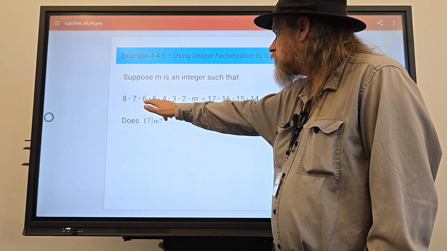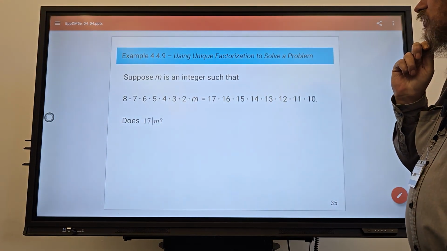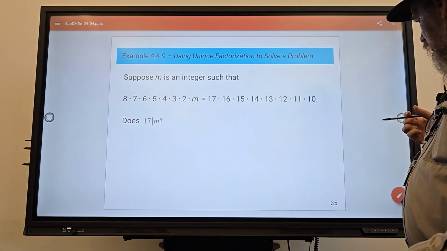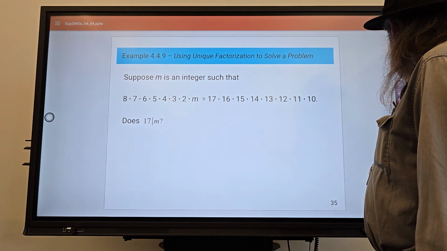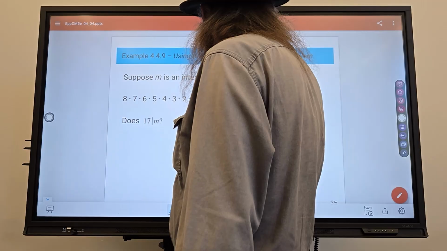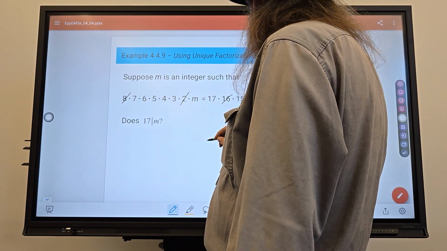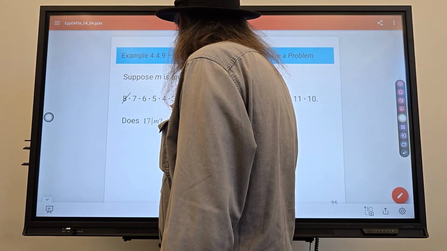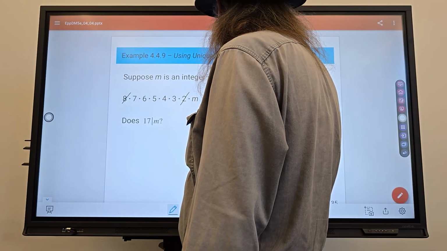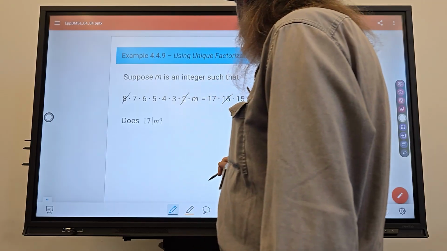So this is going to be a lot of 2s. You can cancel out the... Let me see if I can do this on the board here. The 16 is taken care of by the 8 and the 2.